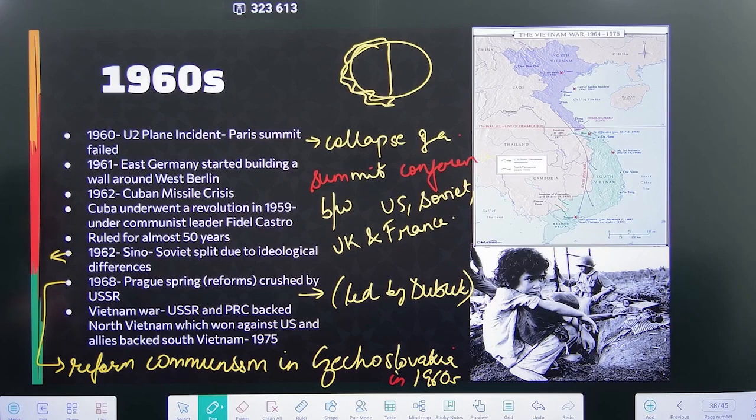Then we had the Prague Spring reforms in Czechoslovakia. Actually, Prague was a communist regime, but it wanted to democratize itself. Okay, and it was crushed by the Soviet Union.